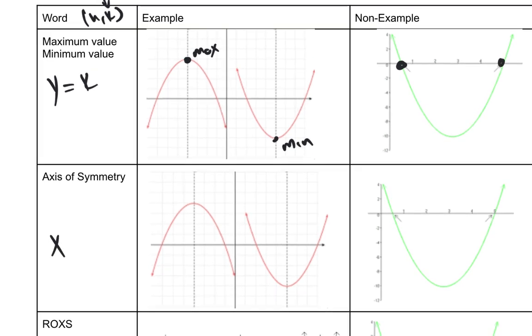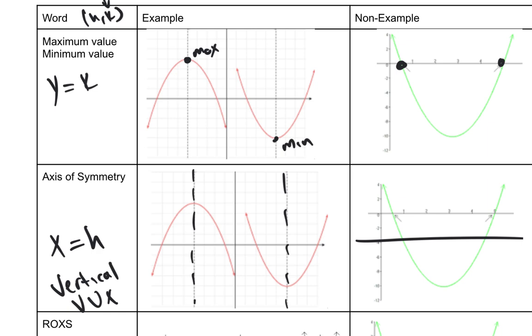Axis of symmetry also uses a vertex, but now we use the h value because axis of symmetry cuts your graph in half, and to cut it in half right down the middle, you have to have a vertical line. Vertical slope is undefined, and it's x equals. Non-example can be any line that doesn't cut your graph in half down the middle.